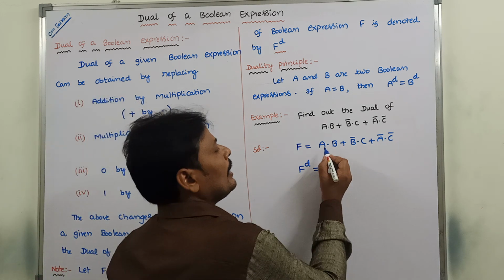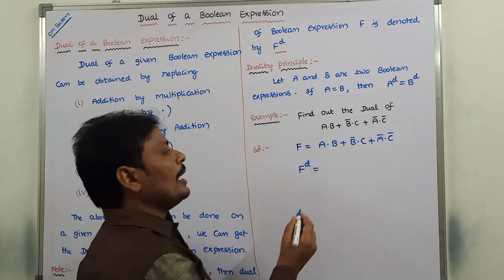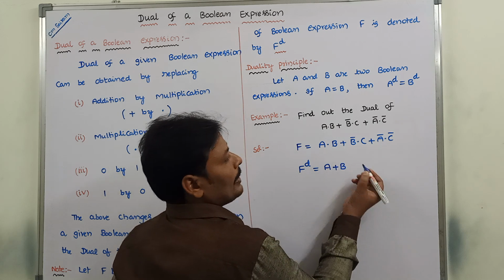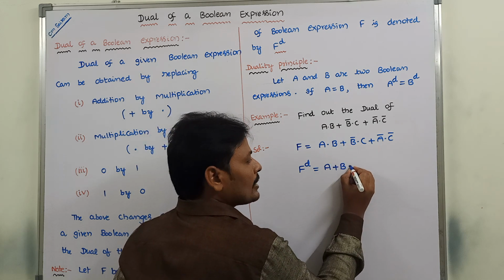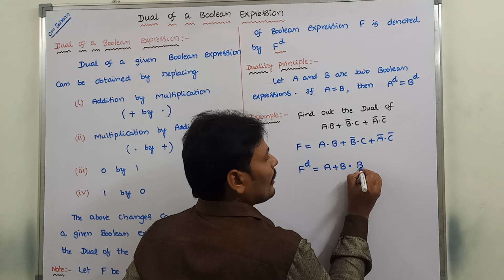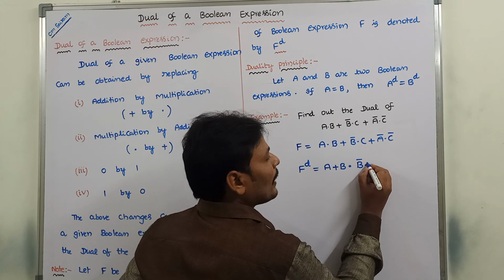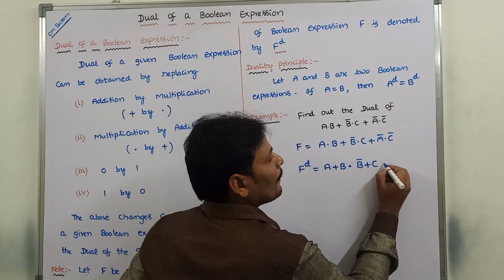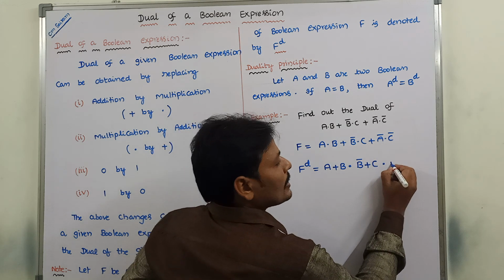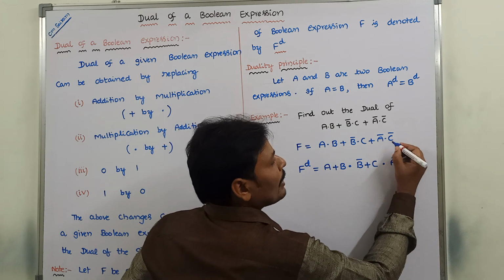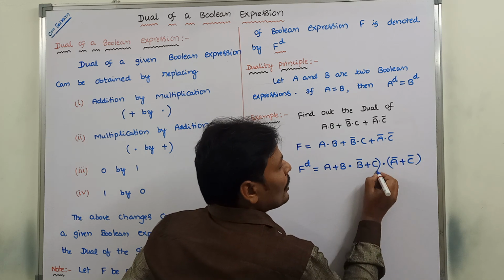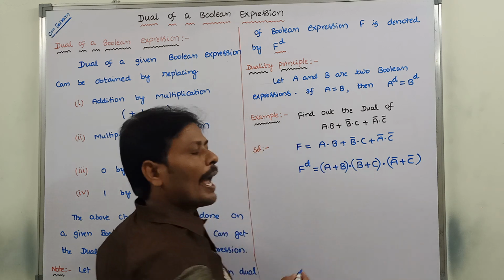Here A into B is there. So here into can be replaced by plus. Next B. Next plus is there. Plus is replaced by multiplication. Next one is B bar. Next into can be replaced by plus. Next C. Next plus can be replaced by into. Next one is A bar. Next into can be replaced by plus. Next one is C bar. So this is the dual of this given Boolean expression.